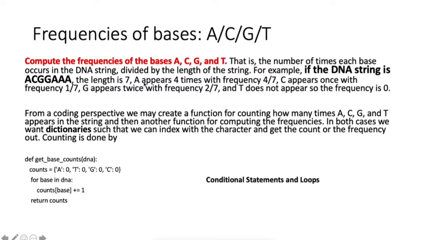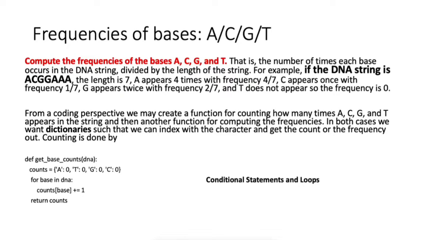So we could say that the frequency of A is 4 by 7. Similarly, C appears once, so its frequency is 1 by 7. G appears twice, so its frequency is 2 by 7. And T does not appear, so its frequency is 0. So these could be some of the very basic problems that could be asked about the DNA sequence or any nucleotide sequence data. And from a coding perspective, we could do this very easily.